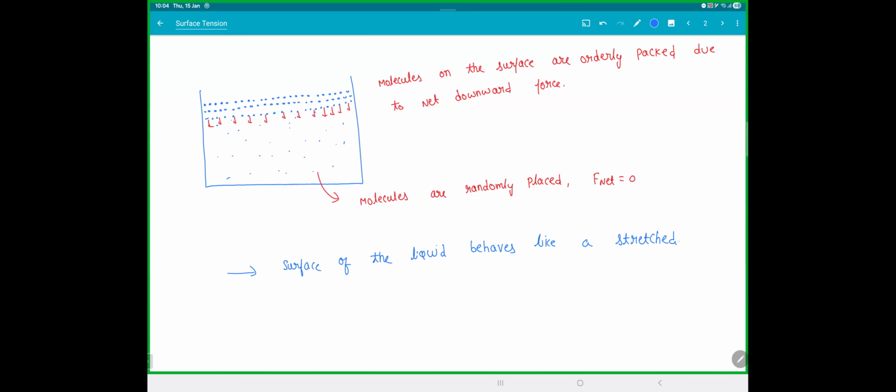Next time, I'm telling you, when you go to a pool or something, stretch your hand like this, and try to beat the water on the surface. It hurts. Your hand will just not go inside. Because of these tightly packed molecules on the surface, they act like a stretched membrane. This property is called surface tension.